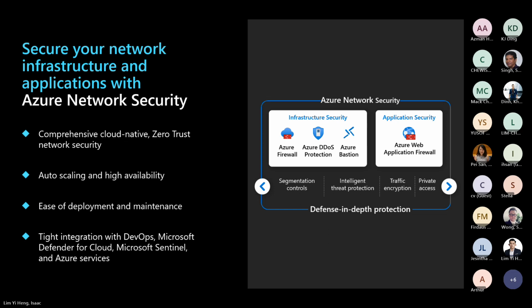Unlike partner solutions that run on network virtual appliances, Azure Network Security services are cloud-native, built to maximize agility by providing auto-scaling, high availability, and also tight integration with DevOps and Azure services. So from the diagram, these are the services that we use to provide the Azure Network Security.